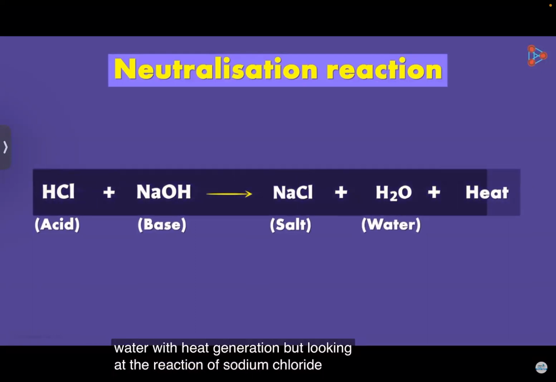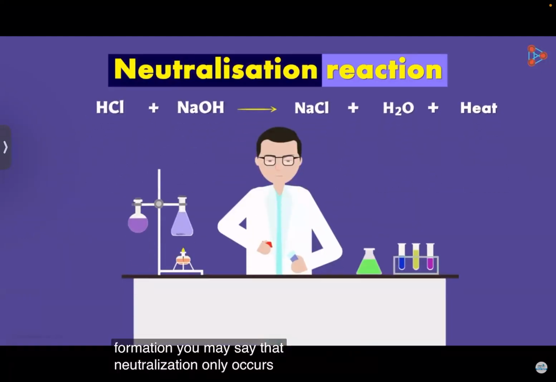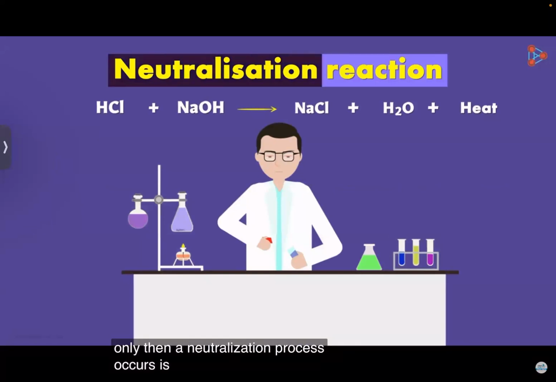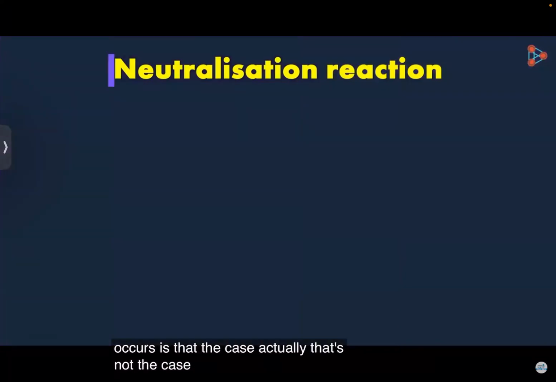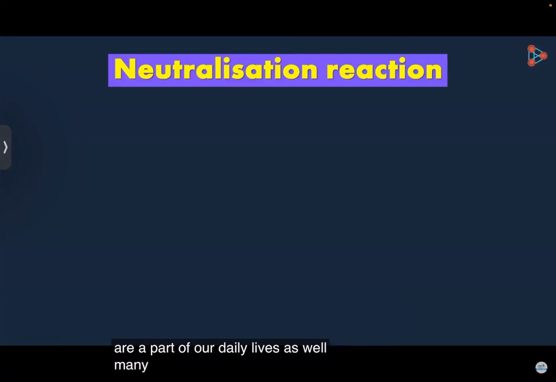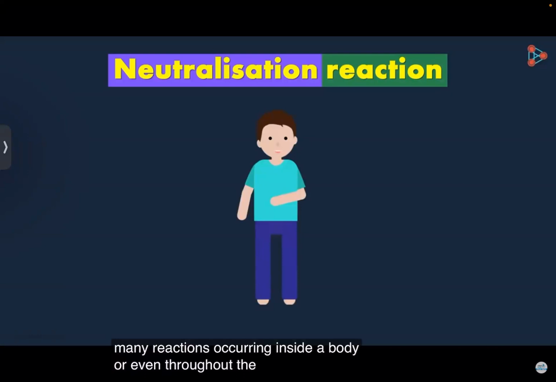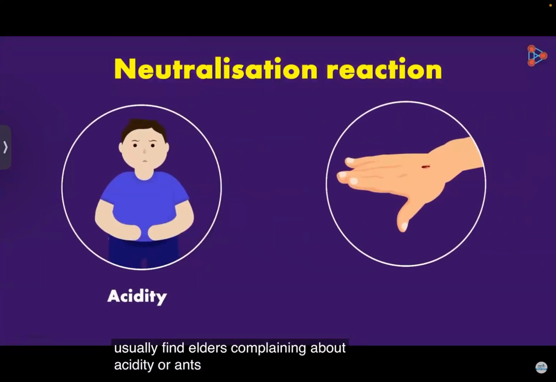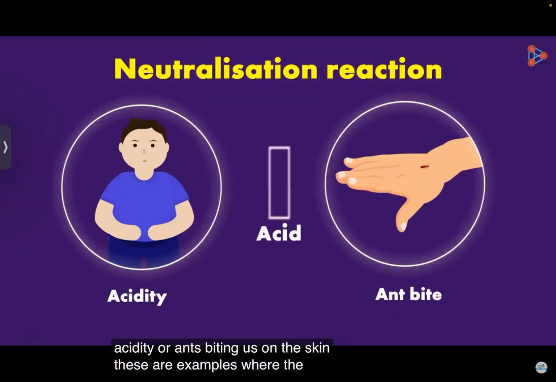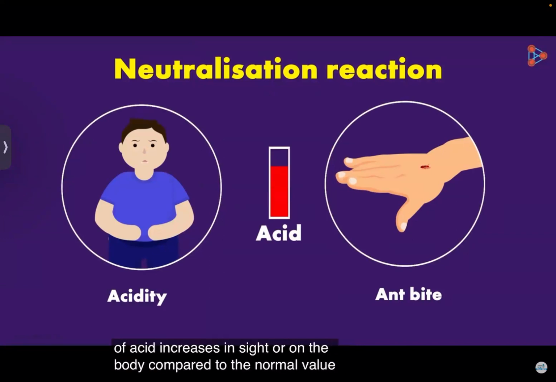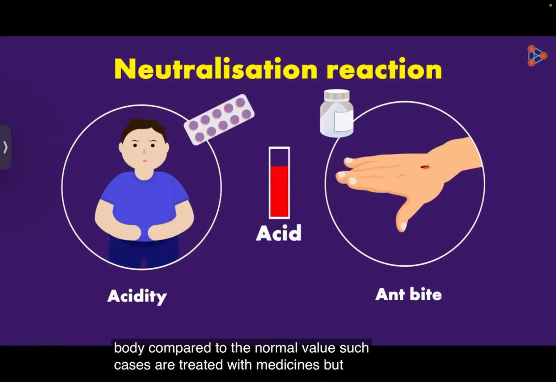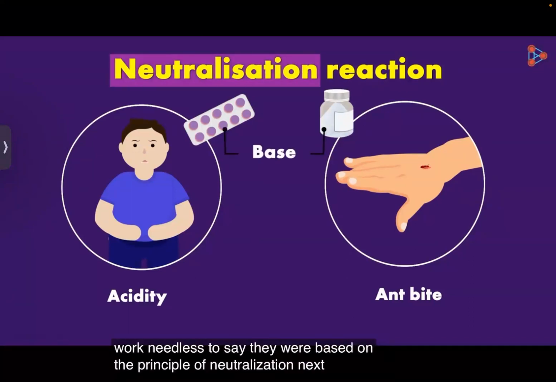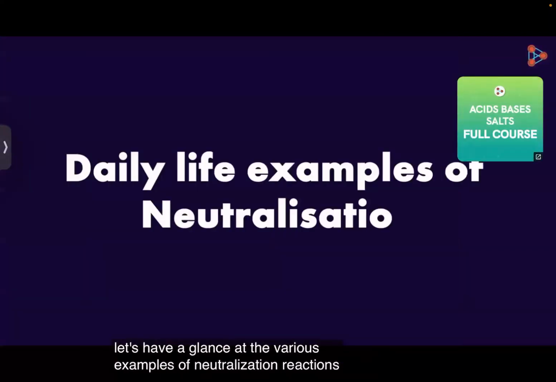But looking at the reaction of sodium chloride formation, you may say that neutralization only occurs in laboratories. When acids and bases are combined in a test tube in a lab, it's only then a neutralization process occurs. Is that the case? Actually, that's not the case. Neutralization reactions are a part of our daily lives as well. Many reactions occurring inside our body or even throughout the day are neutralization reactions. For example, we usually find elders complaining about acidity or ants biting us on the skin. These are examples where the percentage of acid increases inside or on the body compared to the normal value. Such cases are treated with medicines. But have you wondered how these medications work? Needless to say, they work based on the principle of neutralization. Next, let's have a glance at the various examples of neutralization reactions in everyday life.